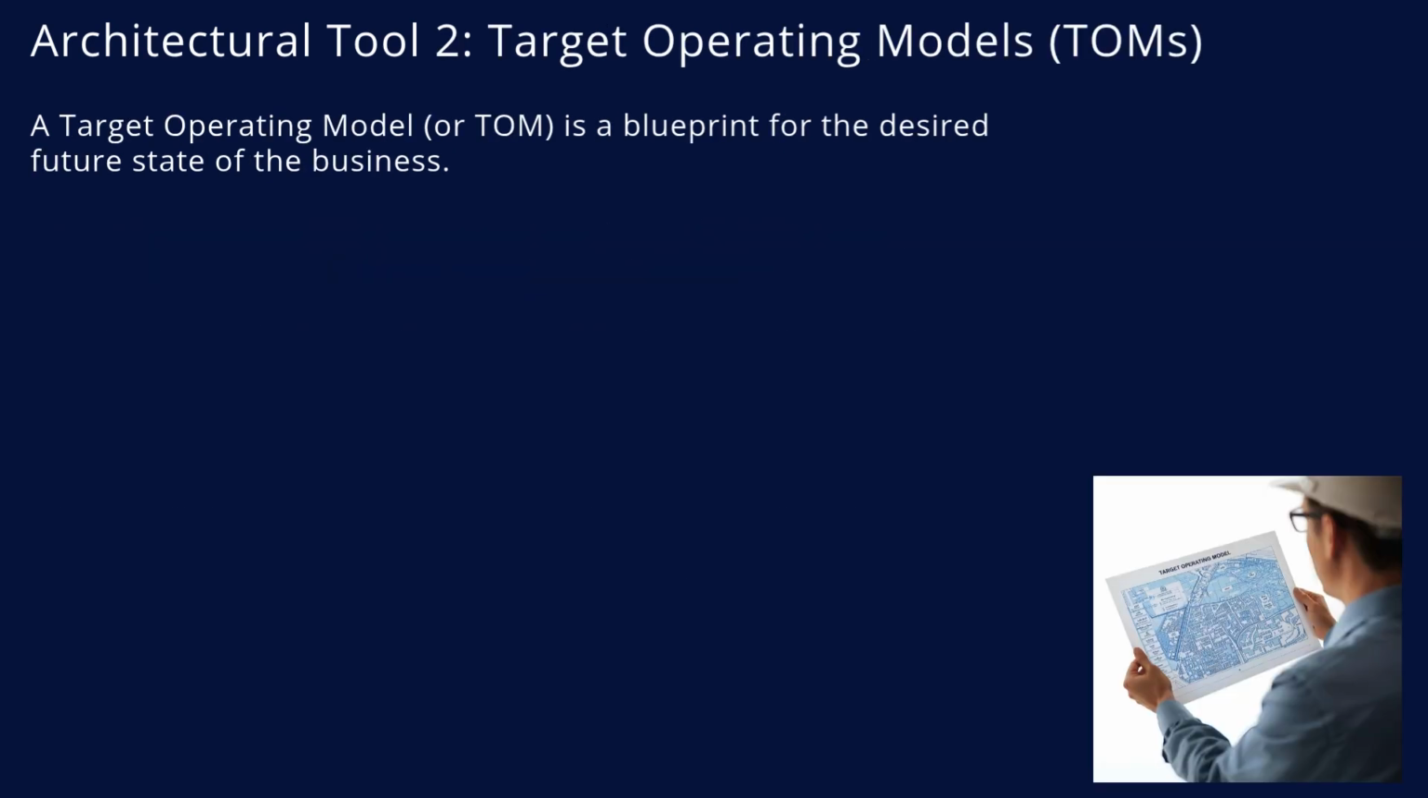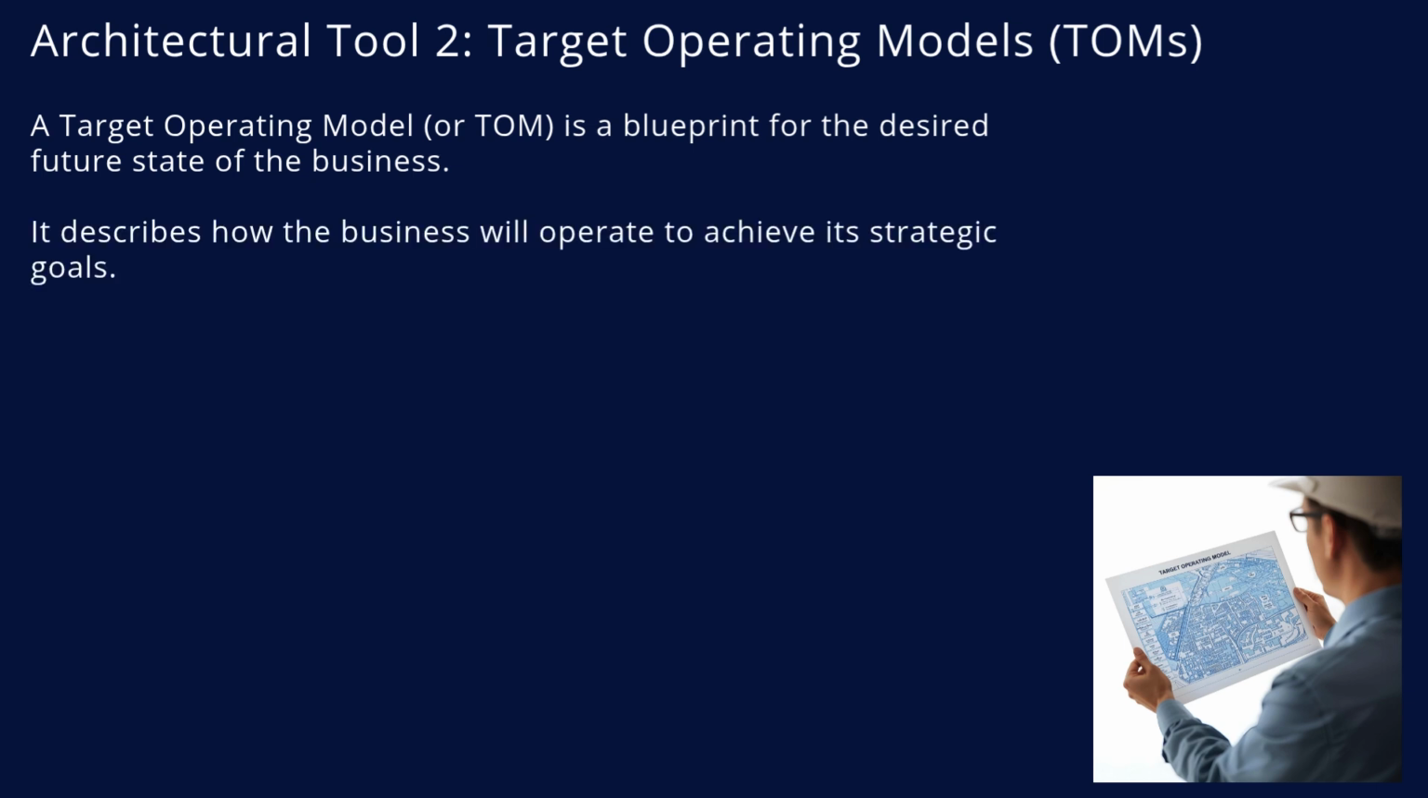The second key tool is the target operating model, or TOM. If a capability model helps you decide what to do, the TOM helps you plan how you're going to do it. A TOM is a detailed blueprint of how a part of the business will work in the future to deliver on its strategy. It's a holistic view that covers three main areas: the people, the processes, and the technology.